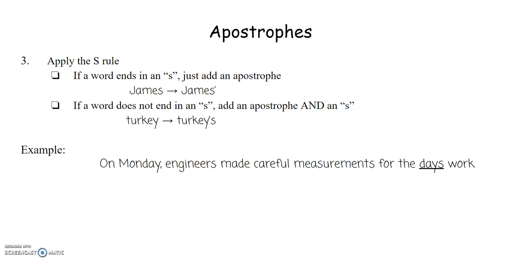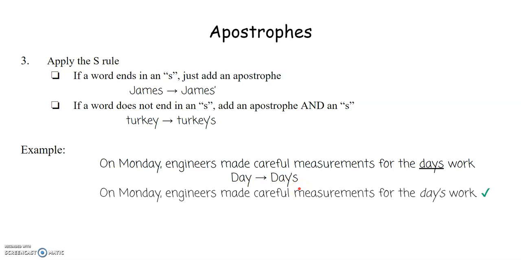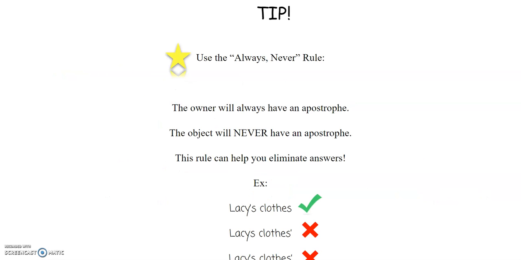Here's our same sentence for the example. We know that day's is singular, so we're going to turn that original form of day into day apostrophe S. So our final sentence is going to read, on Monday, engineers made careful measurements for the day's work, with our day taking an apostrophe S.